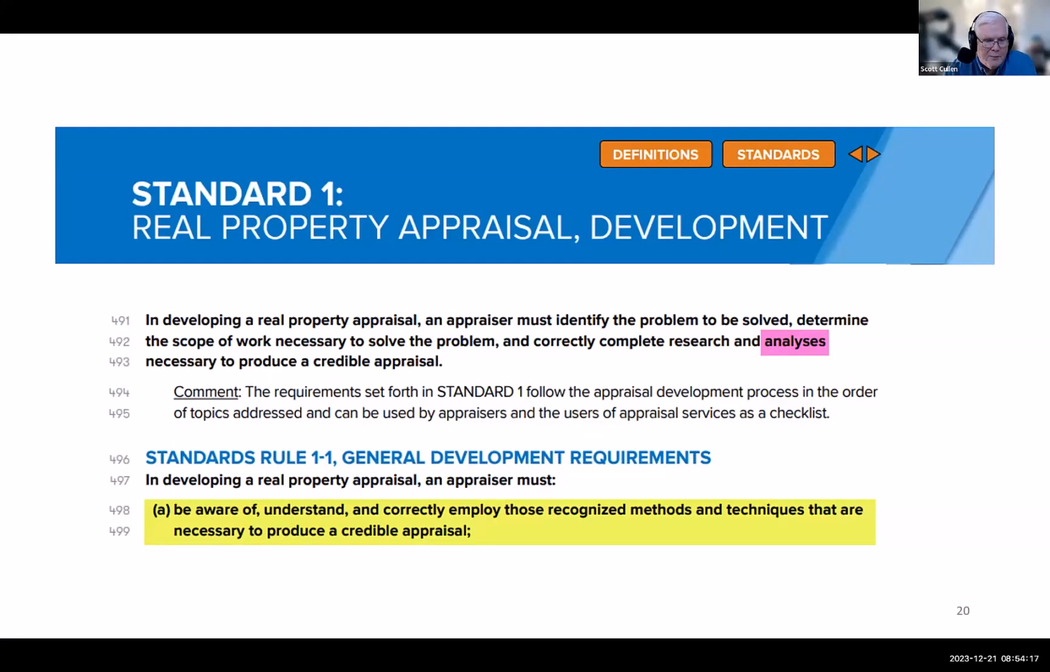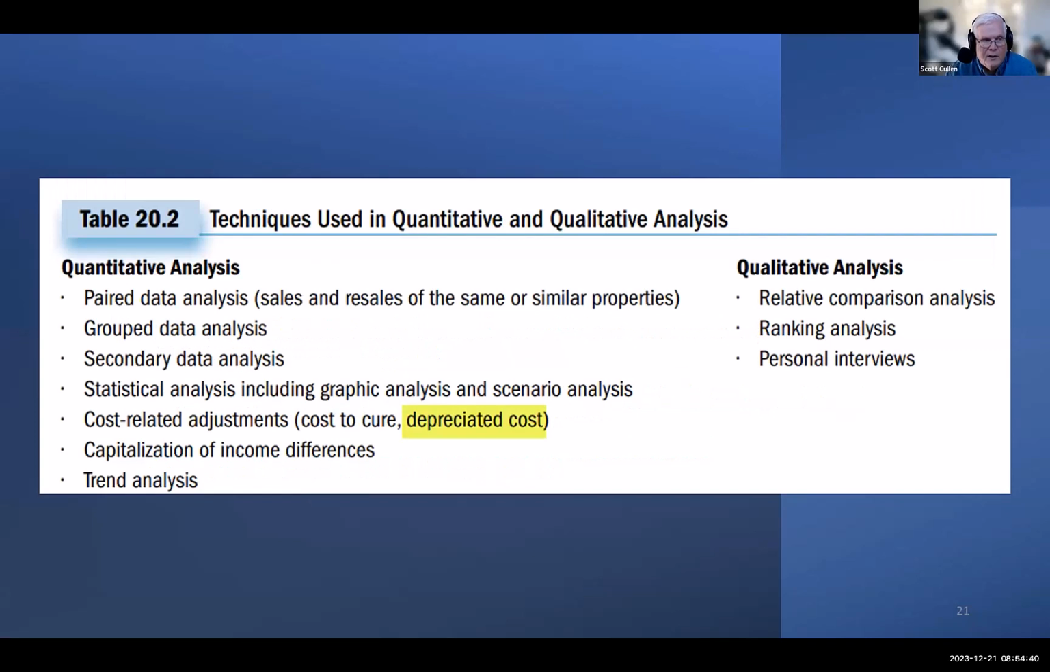More USPAP. Appraisers are responsible for research and analysis, and an appraiser must be aware of, understand, and correctly employ those recognized methods and techniques that are necessary to produce a credible appraisal. USPAP does not identify recognized methods. The Appraisal of Real Estate 15th edition does teach about recognized methods and techniques.